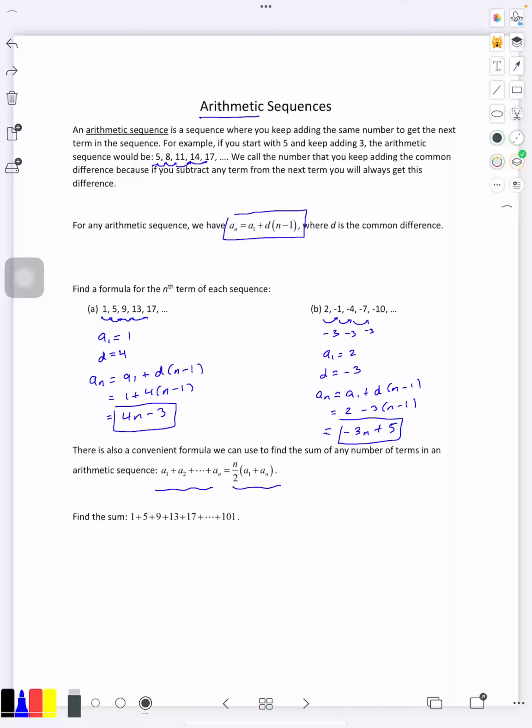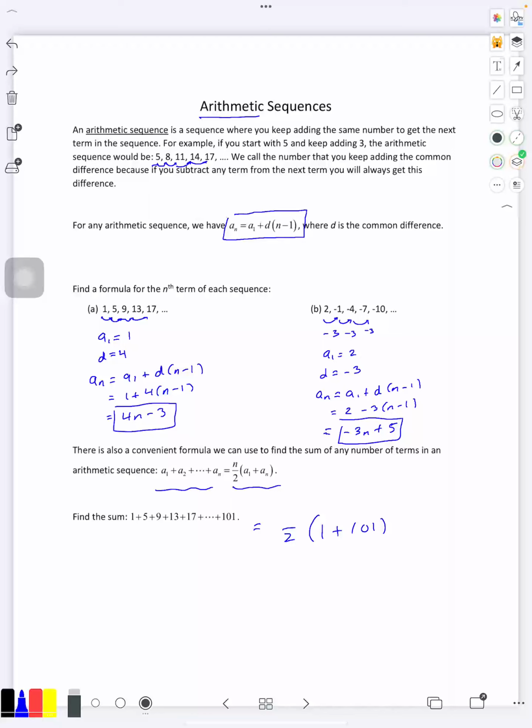Now for this one here, we're adding 1 plus 5 plus 9 plus 13 and so on all the way to 101. So we certainly have the first term is 1, the last term is 101, but we don't know what our n is. How many terms are there? Now you could write them all out, 1, 5, 9, 13, 17, 21, and so on. You could try to count them up.